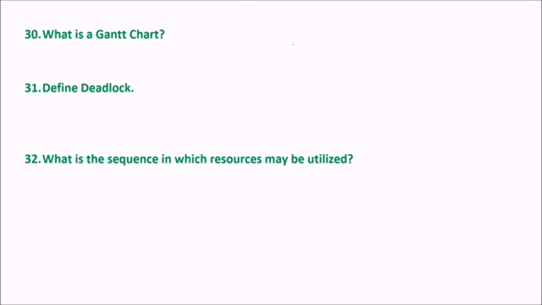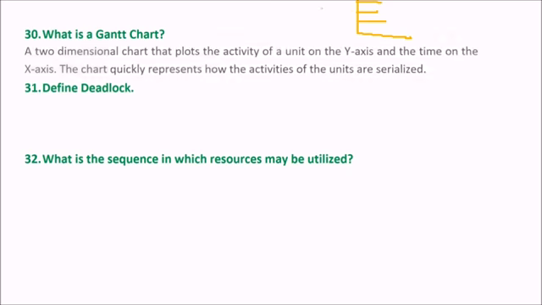What is Gantt chart? Gantt chart is represented like this, in which you have various activities and time. So it is a two-dimensional chart that plots the activity on the y-axis, means this axis, and the time on the x-axis. The chart quickly represents how the activities of the units are serialized.